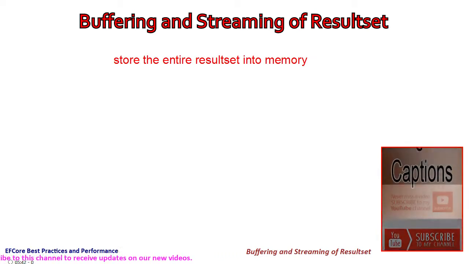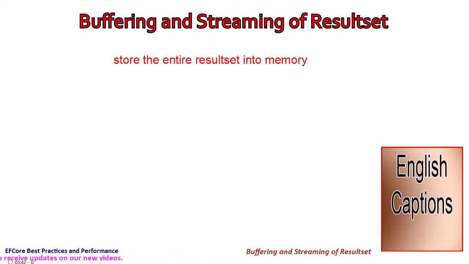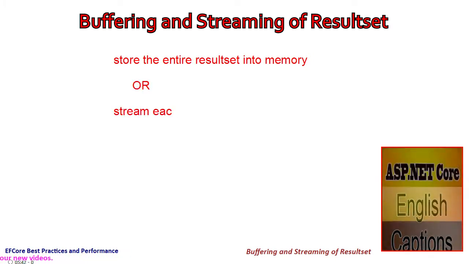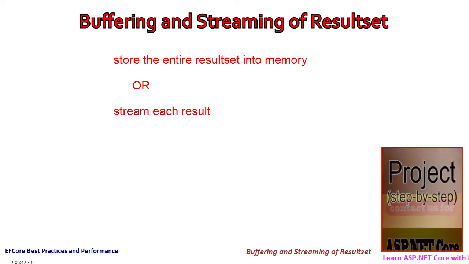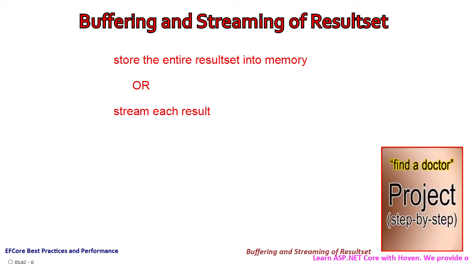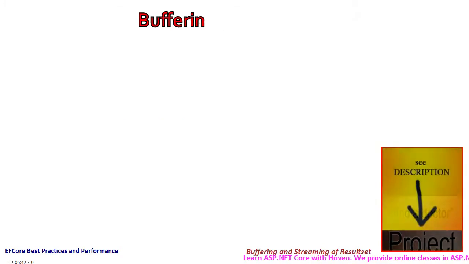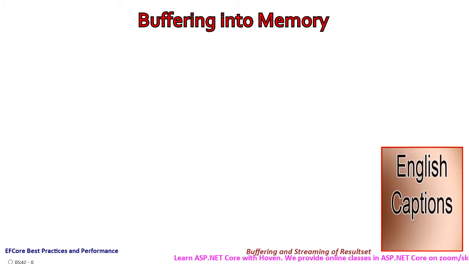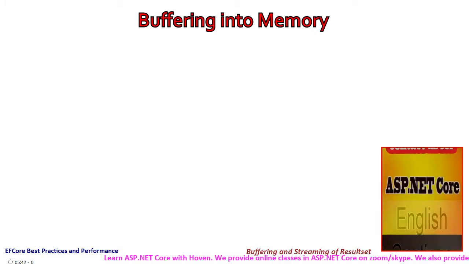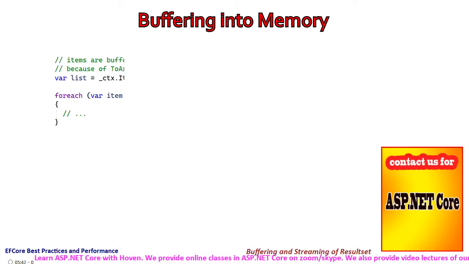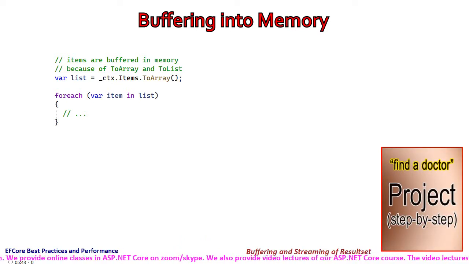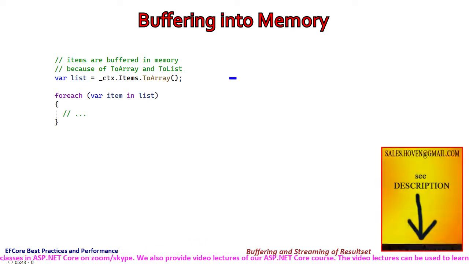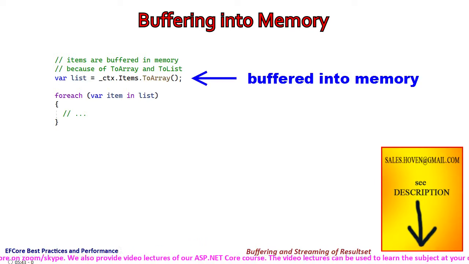A query can first store the entire result set into memory and then use a for loop to process each item. Alternatively, it can stream each result into a for each loop one by one. We can examine both these possibilities in this tutorial. A query that evaluates to a list or array buffers the entire result set into memory. Consider this code that uses the toArray method to obtain an array of items. This causes the entire result set to be buffered into memory.